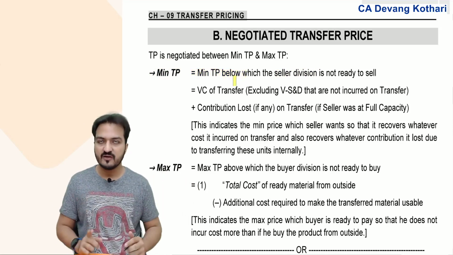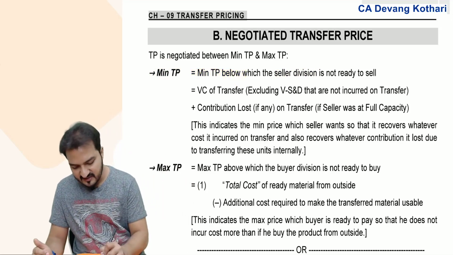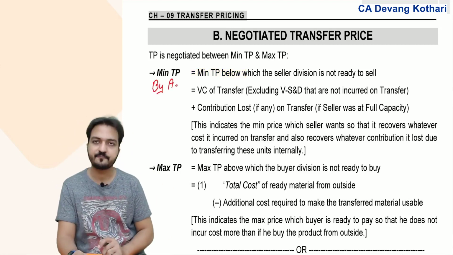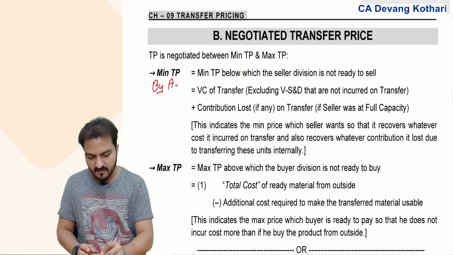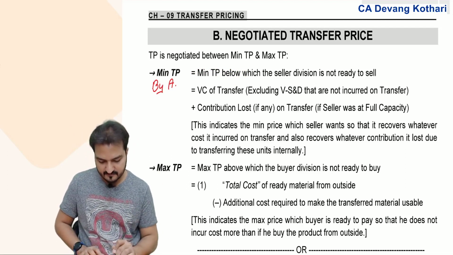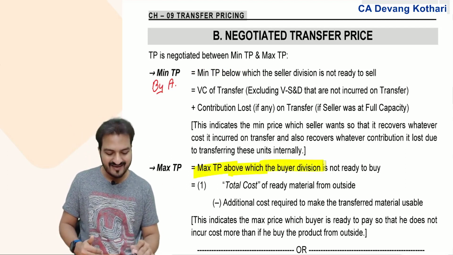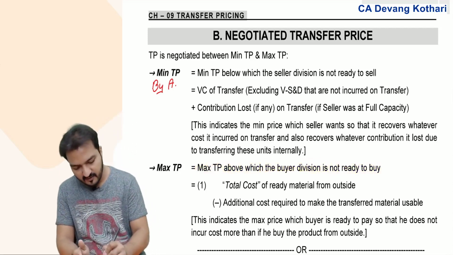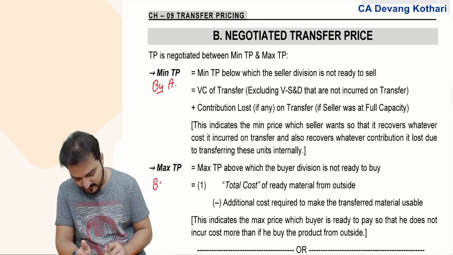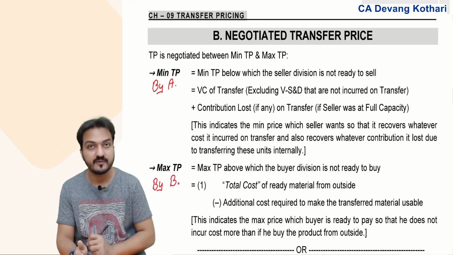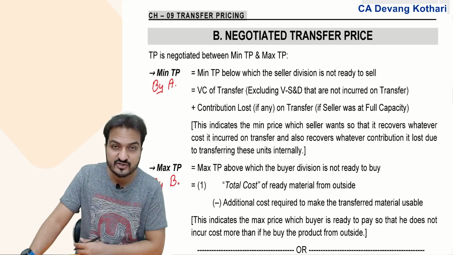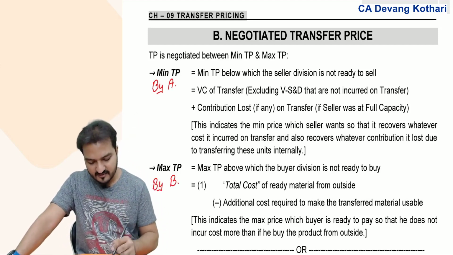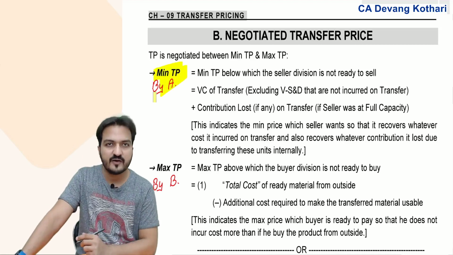So who will decide minimum TP? Minimum TP is decided by whom? By division A. Maximum TP means the maximum price above which the buyer division is not ready to buy. So who will decide maximum TP? Maximum TP will be decided by the buyer division, division B. Yes, so division A will not be ready to sell at any price lesser than the minimum TP. How will it decide that?